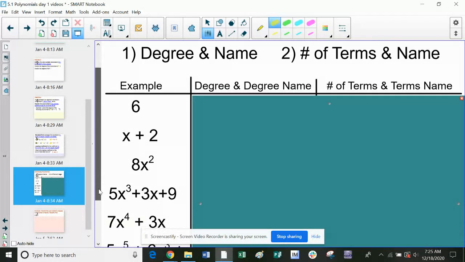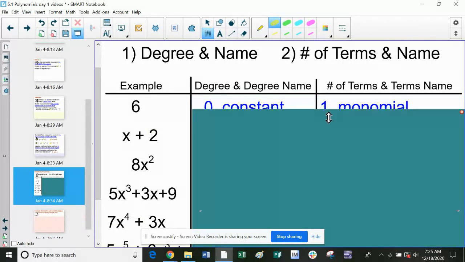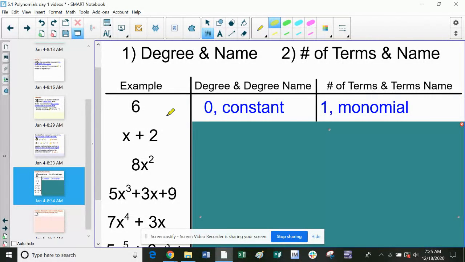The first one is just a constant 6. So for degree and degree name, we would say, well, it's 0 degree. There's no x with an exponent, so it's x to the 0 power. Actually, x to the 0 power would be a 1, so it doesn't exist. We'll get to that later. So it's a constant. We call that, the degree name is constant. Number of terms, well, there's just one term there, and we call it a monomial.